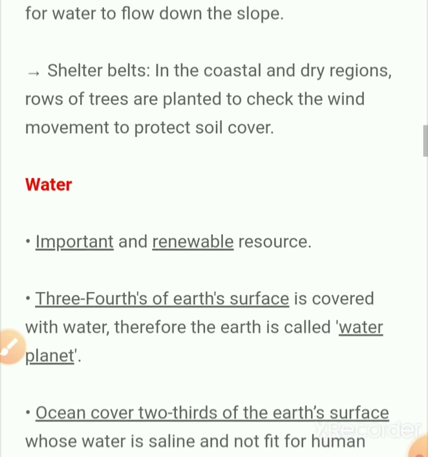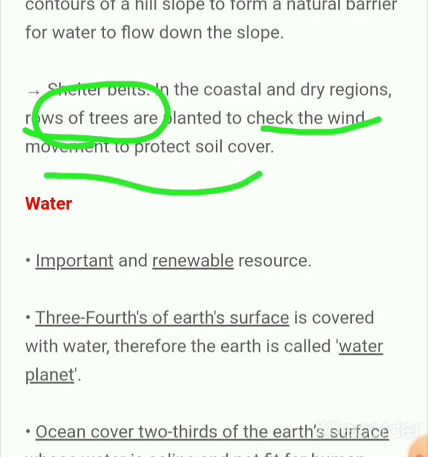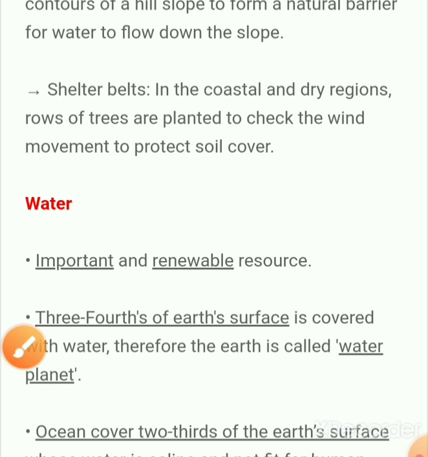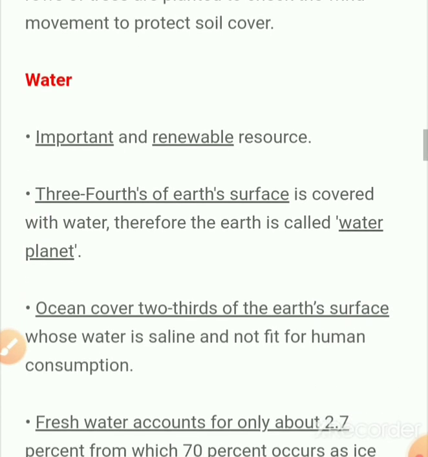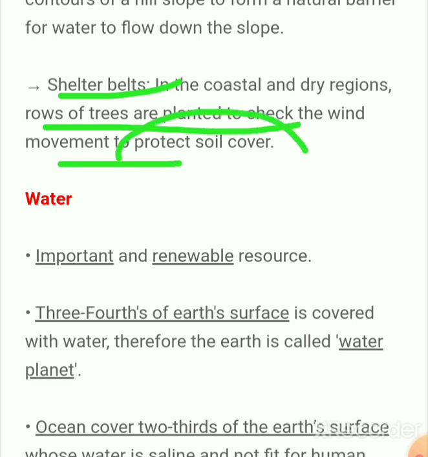Next comes the shelter belt. In coastal and dry regions, we make a row of trees, or we plant many trees to check the wind. We want to control the wind movement to protect our soil, because along with water, wind also increases soil erosion. So we make the shelter belt, a row of trees, to check the wind movement and protect our soil cover.